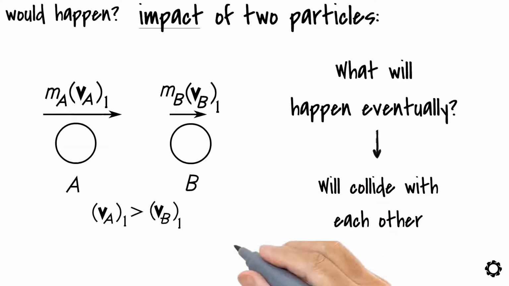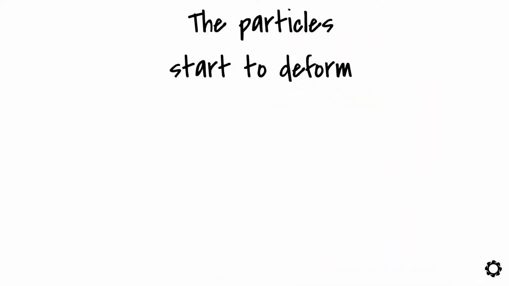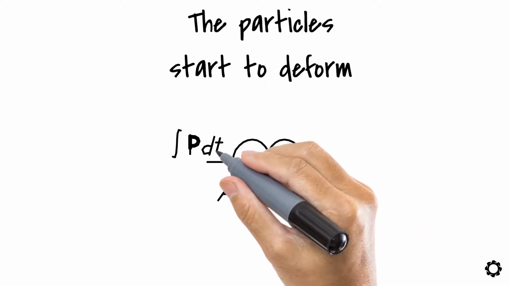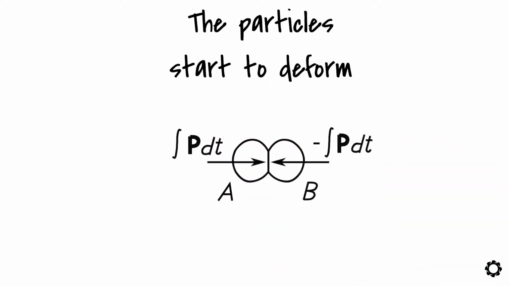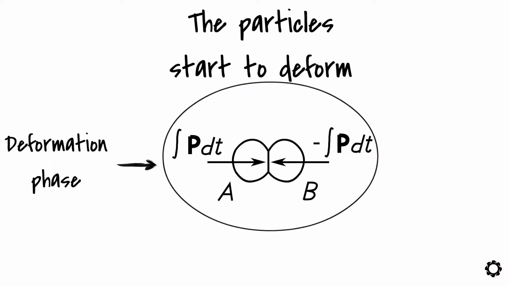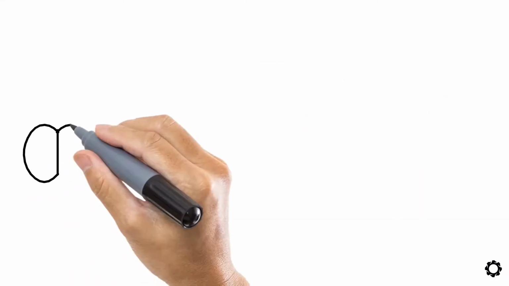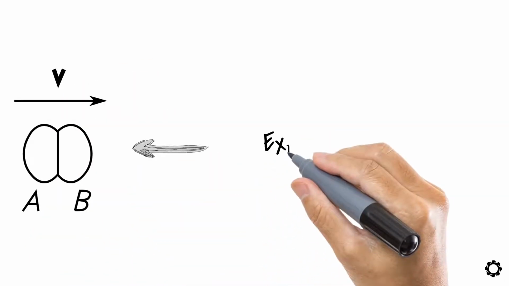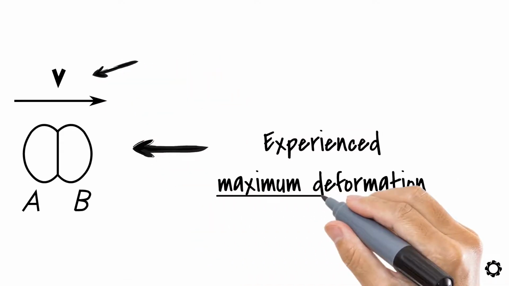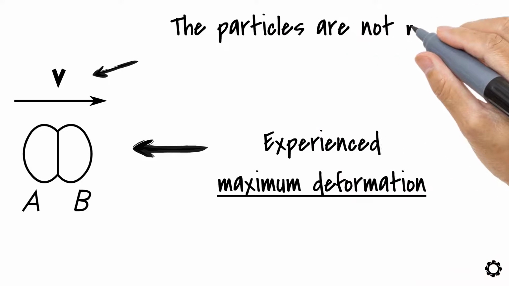Well, naturally, the particles start to deform because when they collide, they exert an opposite but equal impulsive force on each other. We refer to this phase of impact as the deformation phase, which can cause the deformations of the particles to be elastic or plastic. Notice that the particles reach a common velocity v when they have experienced maximum deformation. The reason for this is that at the instant of maximum deformation, the particles are not moving relative to each other anymore.